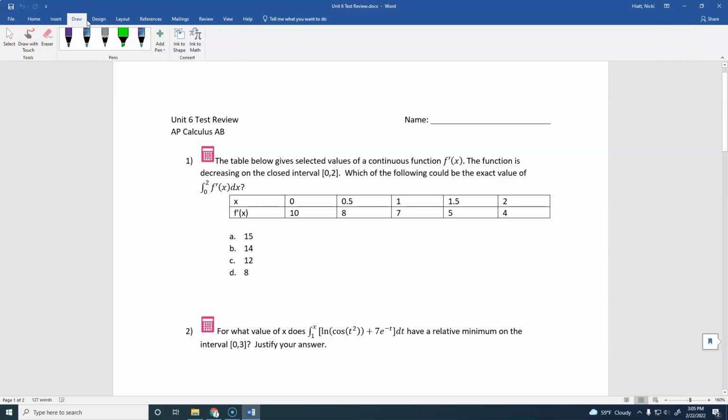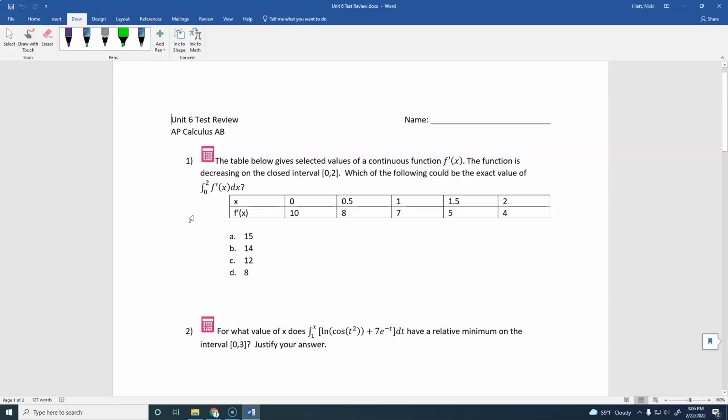The table below gives selected values of a continuous function, f prime of x. The function is decreasing on the closed interval from 0 to 2. Which of the following could be the exact value of the integral from 0 to 2 of f prime of x dx?